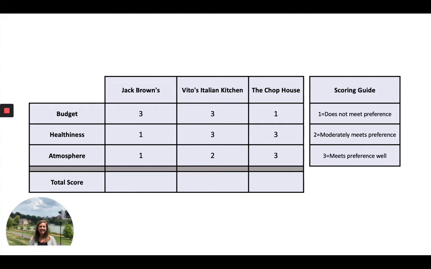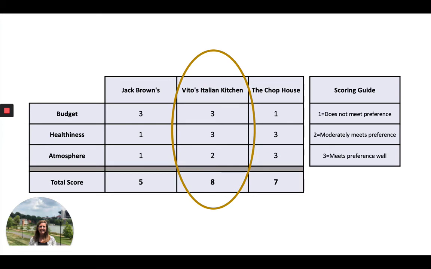And then lastly is the atmosphere. Jack Brown's, unless you're sitting outside, you're going to be yelling at people. And during these colder months, that might not be an option to sit outside. And then Vito's Italian Kitchen and the Chop House. Vito's is a good atmosphere, but sometimes it can get a little busy, which can be a hard time to have a conversation. But the Chop House is the ideal environment. So if we score all these up, you see that Vito's comes out on top. However, Jack Brown's gets eliminated pretty easily, but the Chop House is only 1 point behind.